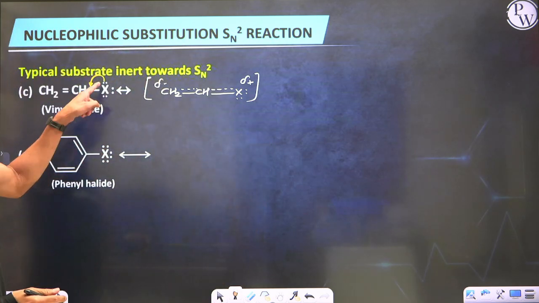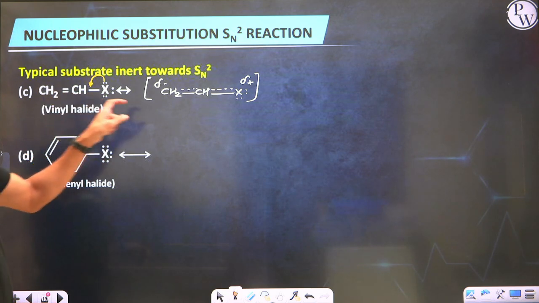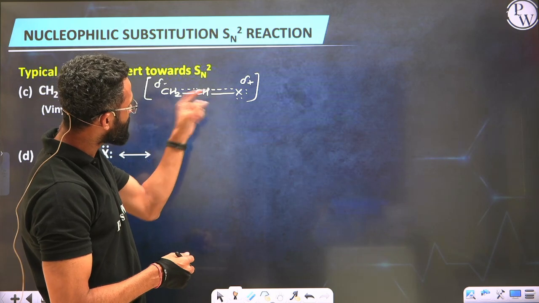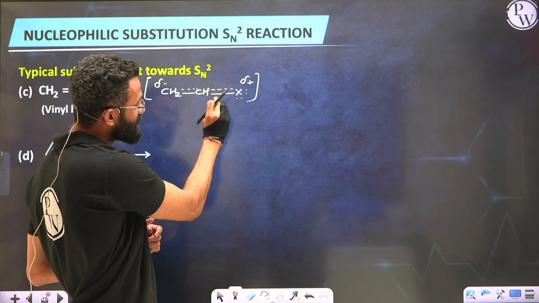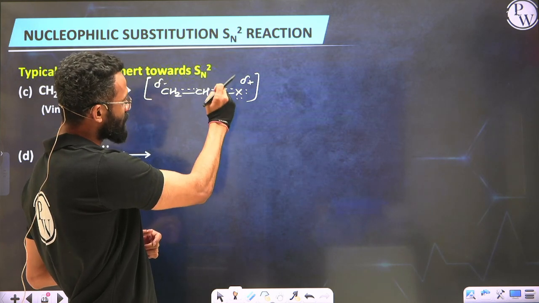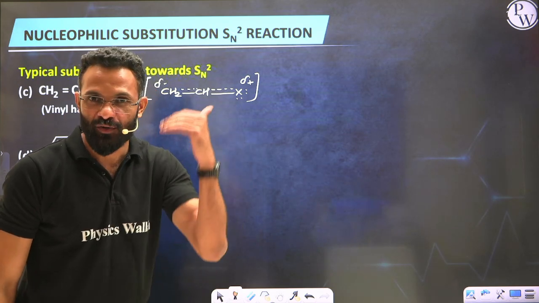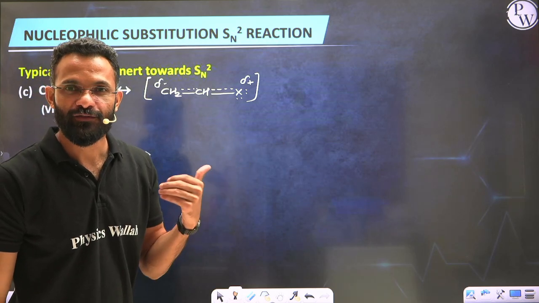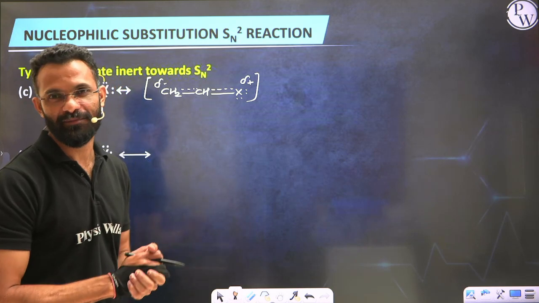So due to the lone pair being in conjugation with the pi bond of the vinyl group here, a partial pi bond character develops. Development of partial pi bond character decreases the bond length. A decrease in bond length will increase the bond strength. If bond strength increases, the carbon halogen bond cannot be broken that easily. So the leaving group will not be in a position to leave. So SN2 reaction won't take place, because we always want a good leaving group for any kind of reaction to take place.